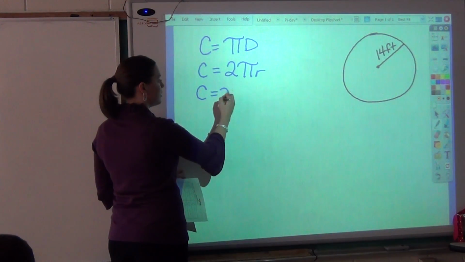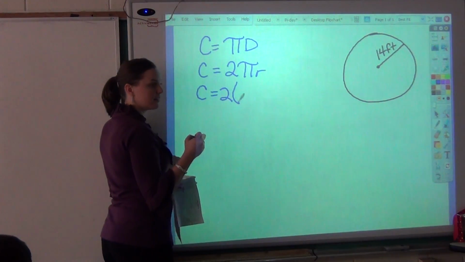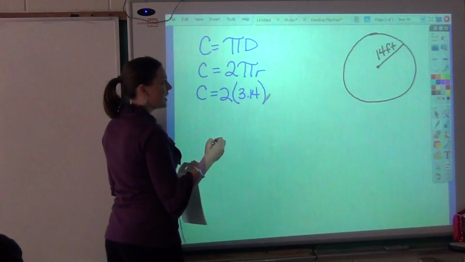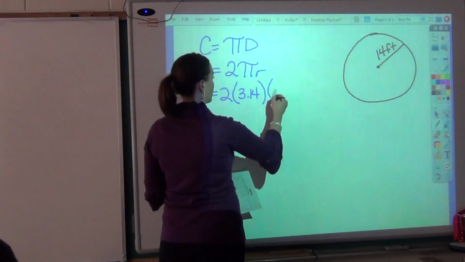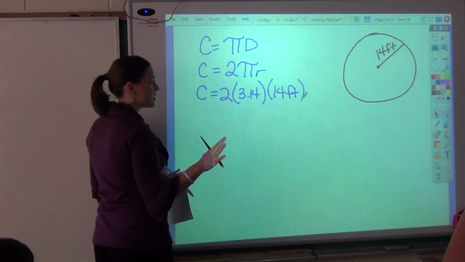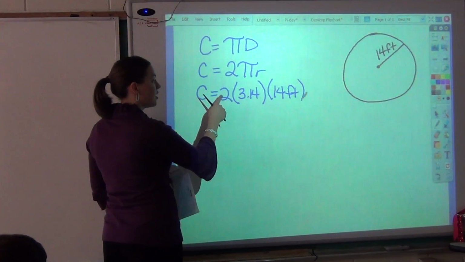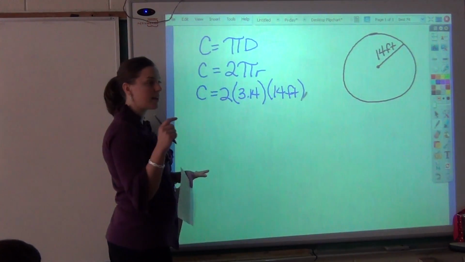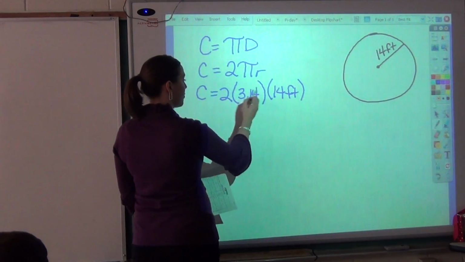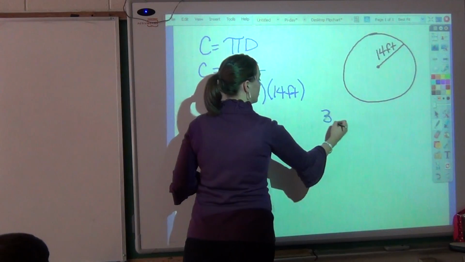So 2 times pi, what is pi? 3.14 times the radius, which is 14. Good job. All right, now, just to make it simple, I'm gonna do 2 times 14 first. Does anybody know what 14 times 2 is? Pablo. 28. 28, good job. So I'm gonna do 3.14 times 28.